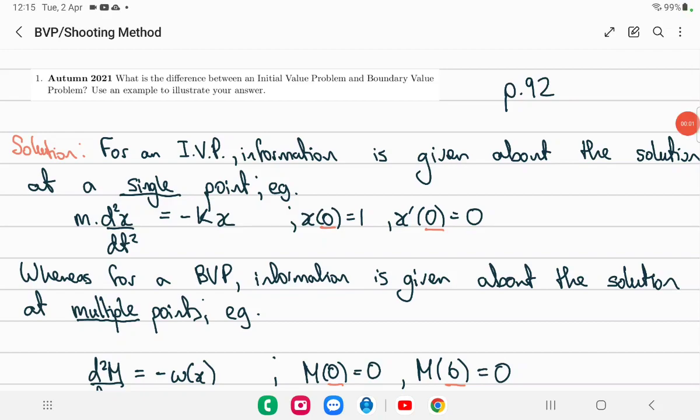On boundary value problems and the shooting method. Okay, so I think this question is from page 92. So what's the difference between an initial value problem and a boundary value problem?